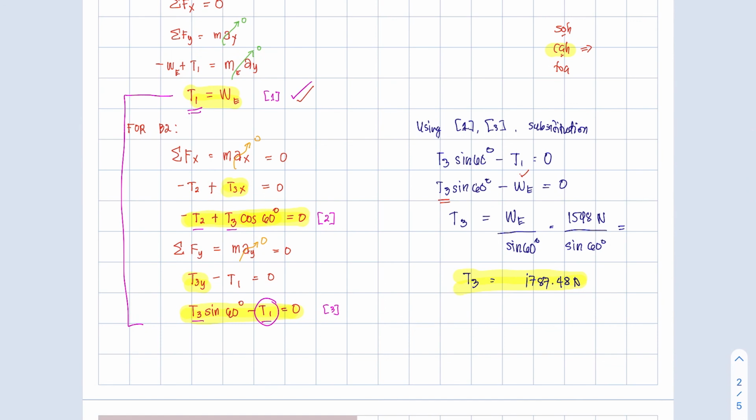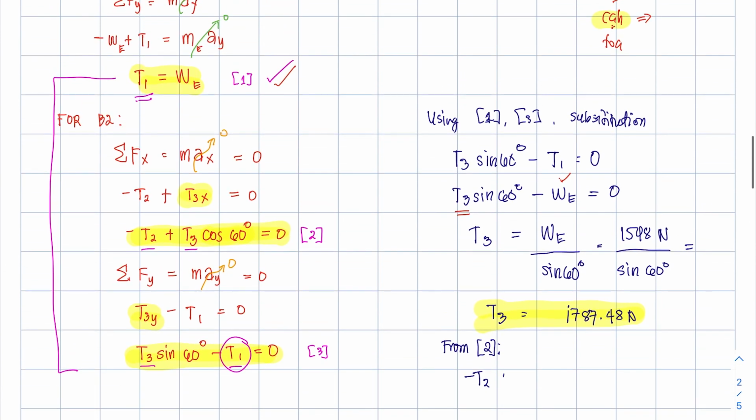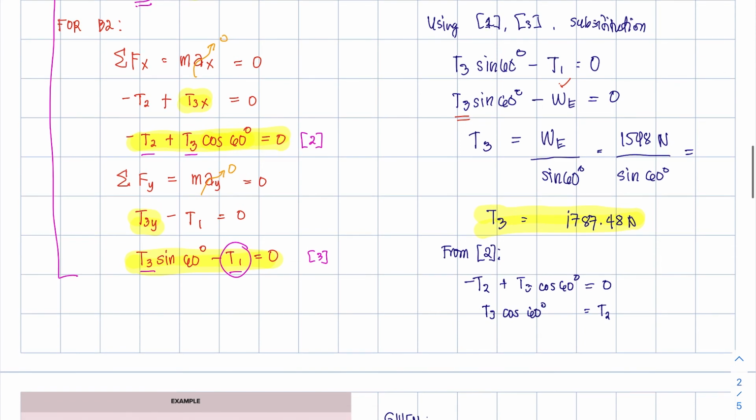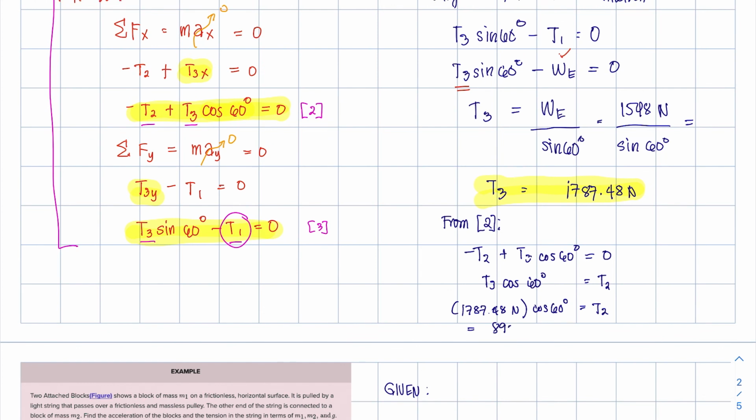Okay, so to solve for T2, I only have one candidate equation to use, and that is equation 2. So from equation 2, I will have negative T2, maybe I'll zoom it a little bit, negative T2 plus T3 cosine of 60 degrees, and that will be equal to 0. That means to say that if I'm going to transpose T2 to the other side, I will have T2 is just equal to T3 times the cosine of 60 degrees. And I already have resolved T3, 1787.48 newtons. So I can readily solve for T2, 1787.48 cosine 60 is equal to T2. And once you calculate that one, that will give you a value of 893.74 newtons, still in 2 decimal places. So this will be your value for T2.